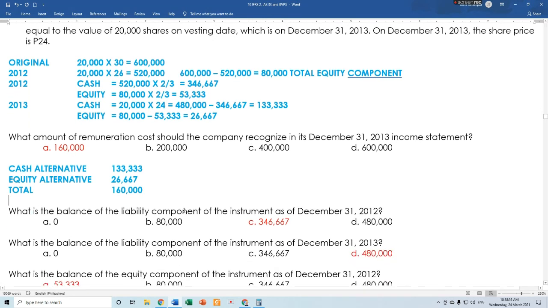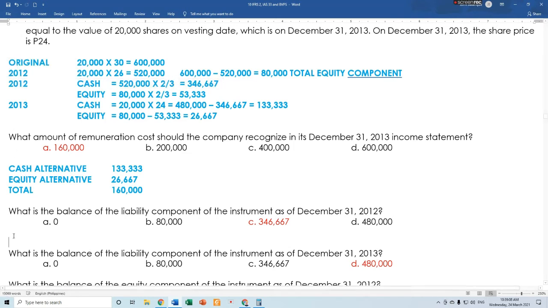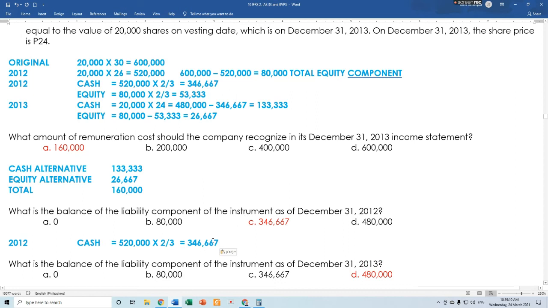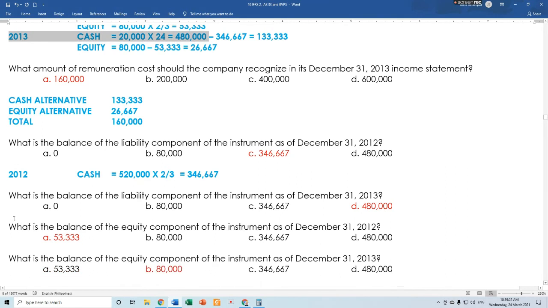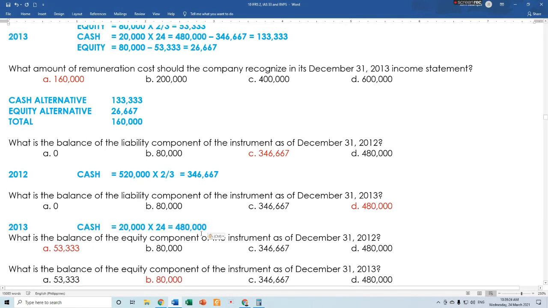What is the balance of the liability component of the instrument as of December 31, 2012? Yun yung nirecognize natin dito. Kaya 346,667 siya. What is the balance of the liability component of the instrument on December 31, 2013? Ito yun, yung accumulated.